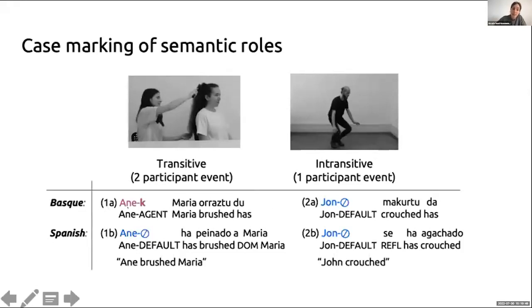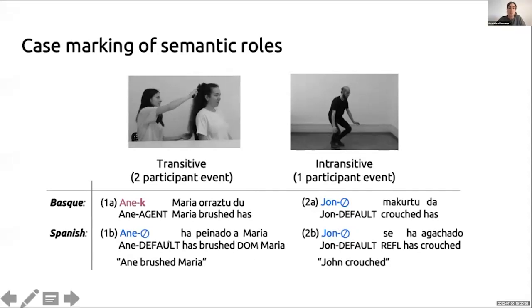In Basque, the subject noun phrase receives the agent case mark. This K here is the agent case mark in Basque because it is the agent of the event here. And in contrast, in Basque in 2A, when describing the intransitive, the one-participant event, the noun phrase doesn't receive any agent case mark because this is not an agent.